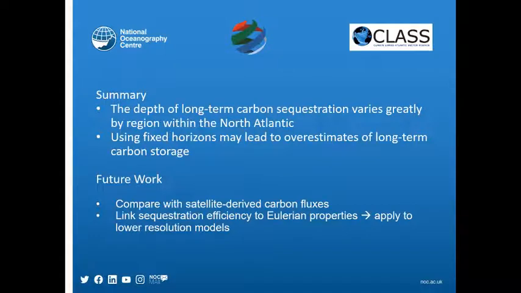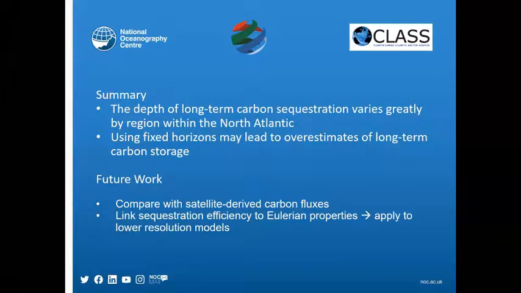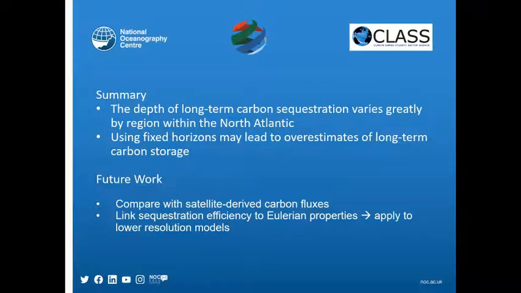So for the types of estimates, or observational estimates, that have used, for example, 500 meters, that's based on sediment trap data. When they use those estimates, there's no accounting for any circulation or those kinds of influences. My feeling is that 500 meters is very shallow to estimate long-term carbon storage, and 1,000 meters really depends on the region. I'm still processing this and working through it, but we need to be careful when using these fixed horizons, as in some places it's probably not the most appropriate way to do it.